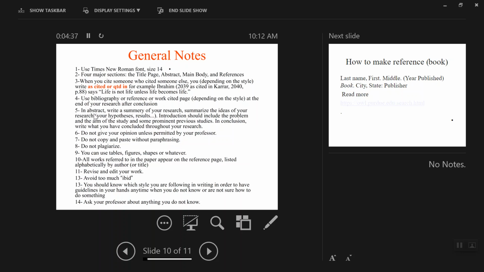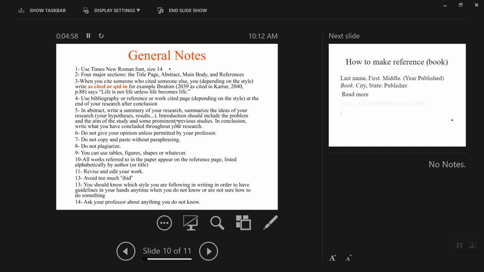Number 5. In the abstract, the last step is to write the abstract, not at the beginning. Yes, it is placed at the beginning, but it is the last step. Write a summary of your research: summarize the ideas of your research, your hypotheses, results, and conclusions.